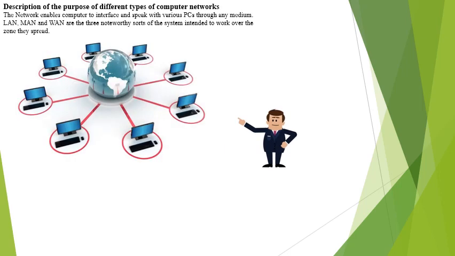So moving on to the next topic, let's talk about the different types of computer networks. So I have given the diagram. The diagram shows clearly how a computer network flows. The network enables computers to interface or speak with various computers over any medium. LAN, MAN and WAN are the three noteworthy sorts of networks, designed to work over the area they cover.